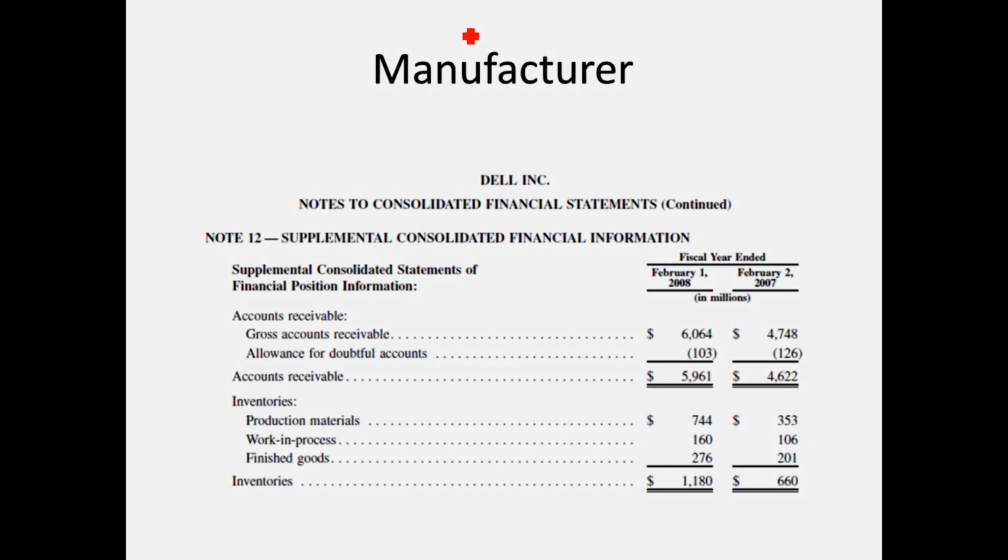So they start out with production materials, which are the raw inputs. Then they start working on them. When do they start working on them? Well, when someone calls up and says, can you please make me a computer with these specifications? And then they have a bunch of finished goods, which they're able to sell to their customers. Okay?